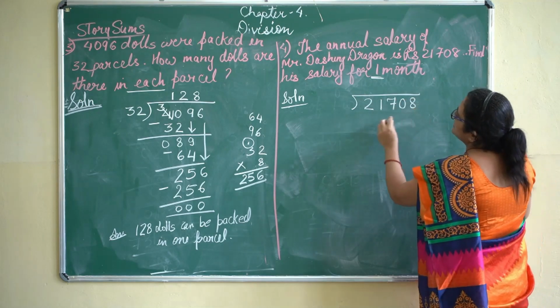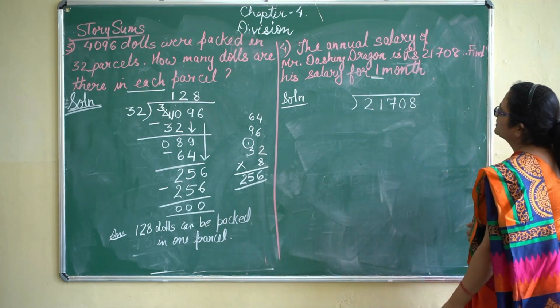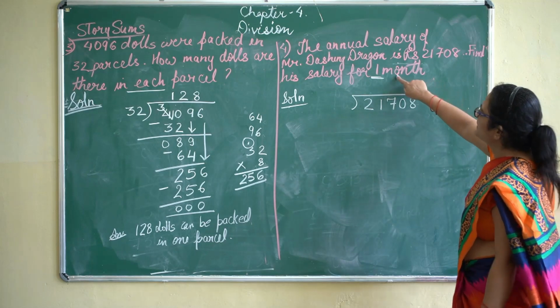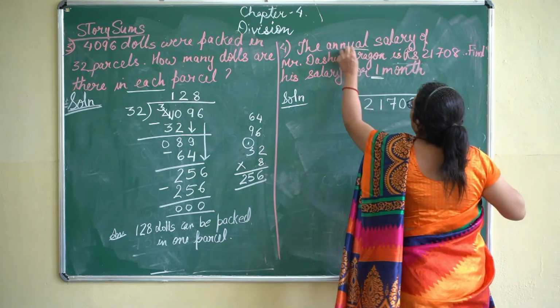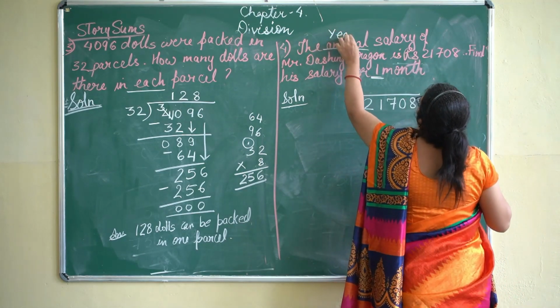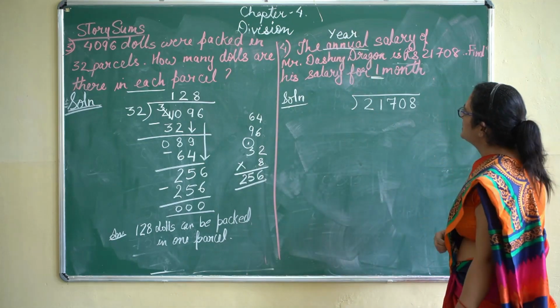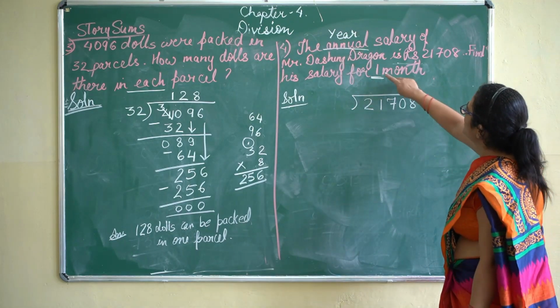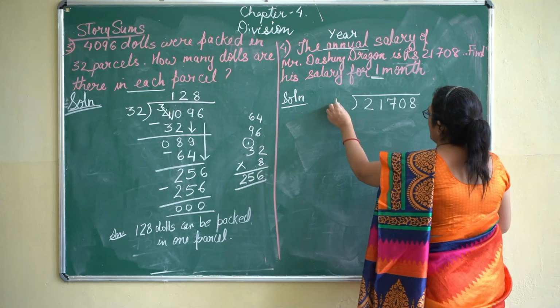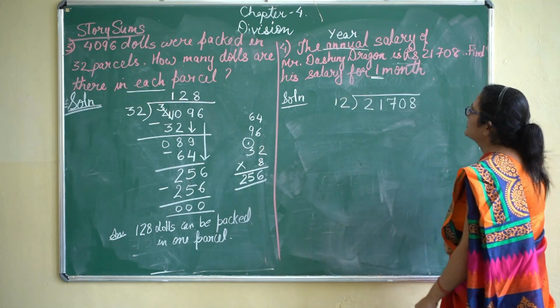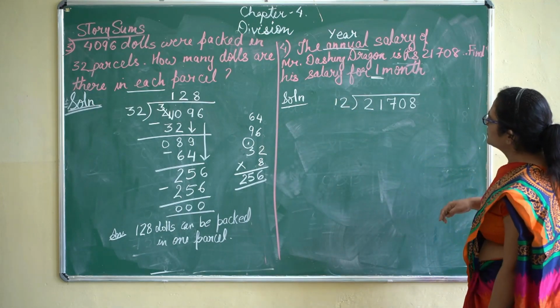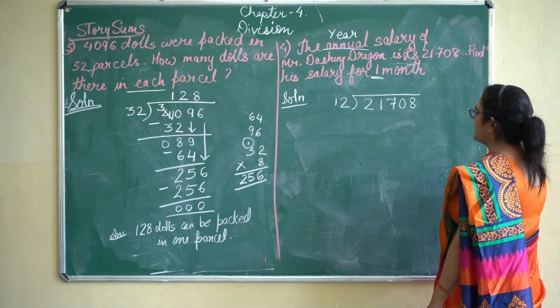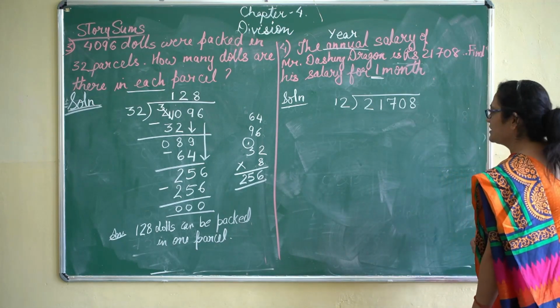21,708 divided by how much? Annual salary. Annual means for 1 year. In 1 year, how many months are there? 12. So what will we do? Divide by 12. 1 year is equal to 12 months. Okay? You know the table of 12.